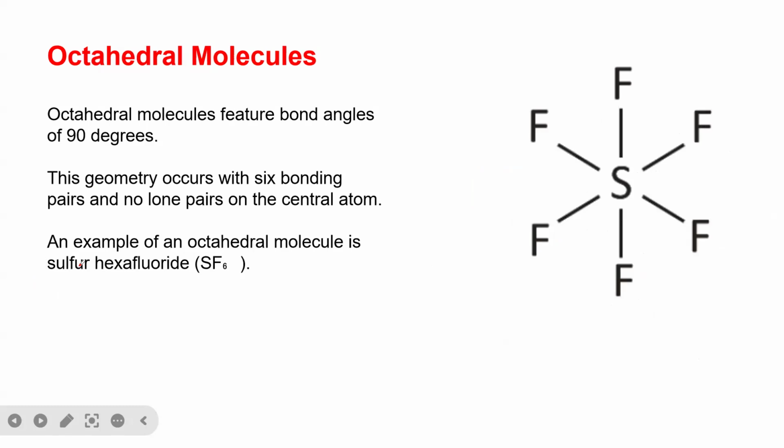And then the next thing is octahedral molecules. Octahedral molecules have a bond angle of 90 degrees, and their geometry occurs with 6 bonding pairs with no lone pair of electrons on the central atom. And that is why it exhibits this octahedral shape. An example of an octahedral molecule is sulfur hexafluoride.